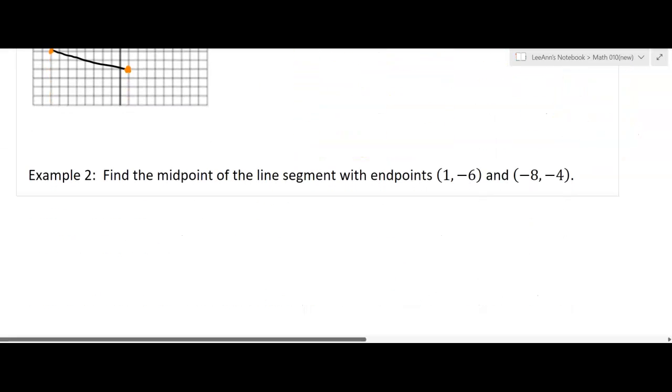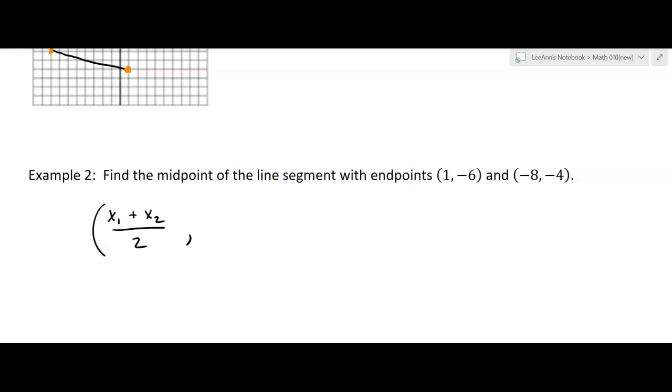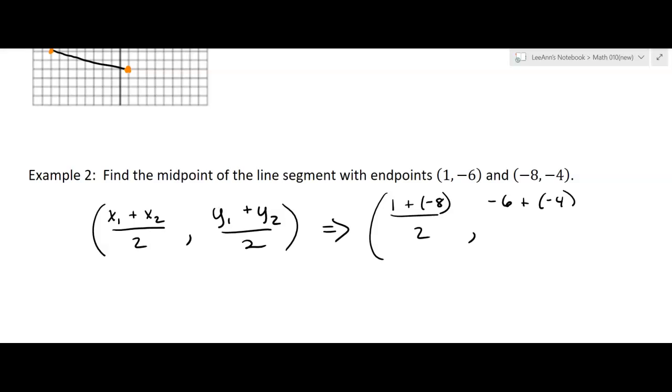Okay, so the midpoint formula is not super difficult to use. I'll write it again so you can see it. Taking the x values, you're finding the average. That's why you have to divide by 2. So you add the x values, divide by 2. Take the y values, add them together, and divide by 2. So for our example, we're going to have 1 plus -8 divided by 2, and we're going to have -6 plus -4 divided by 2. And so we're going to have -7 over 2, and here we're going to have -10 over 2, which is going to be -5.